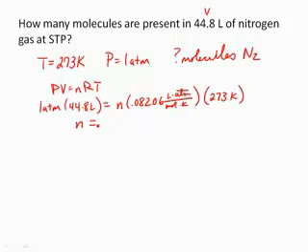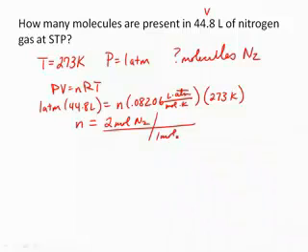So my number of moles is PV divided by RT: 0.08206 times 273. So I'm getting like 1.9999. So we'll say it's approximately 2 moles, 2 moles of nitrogen.